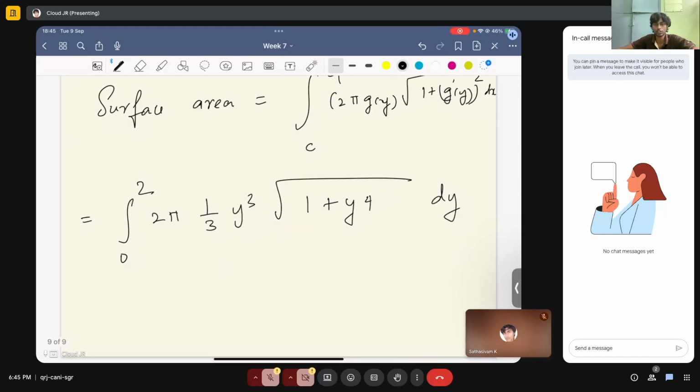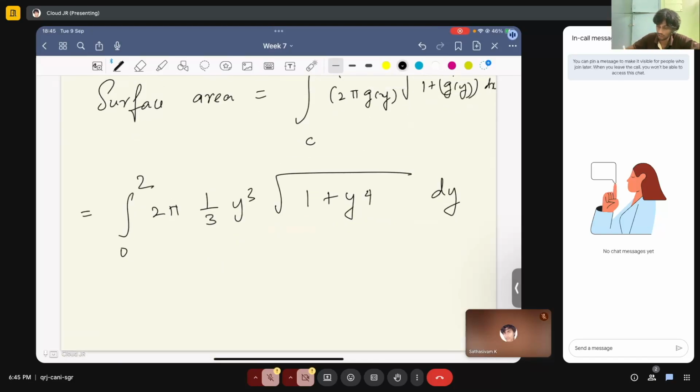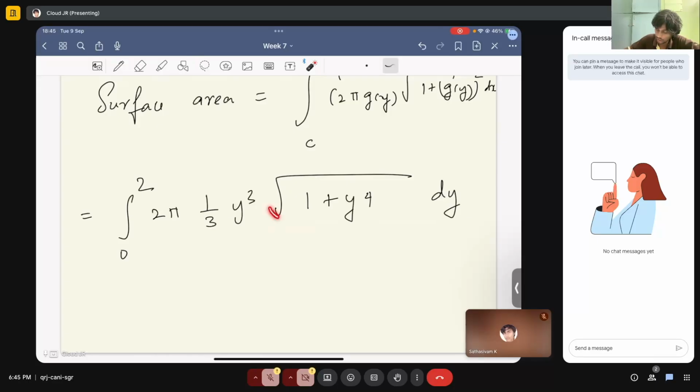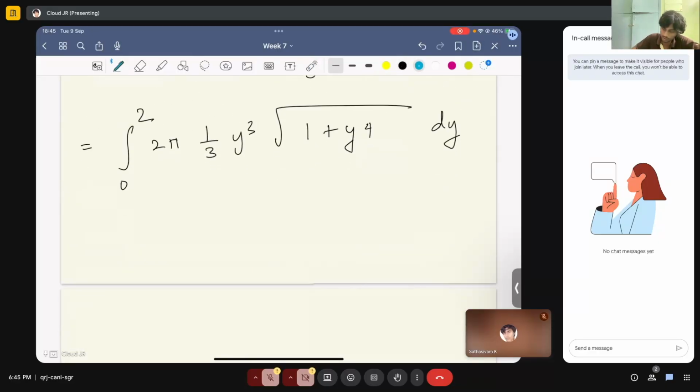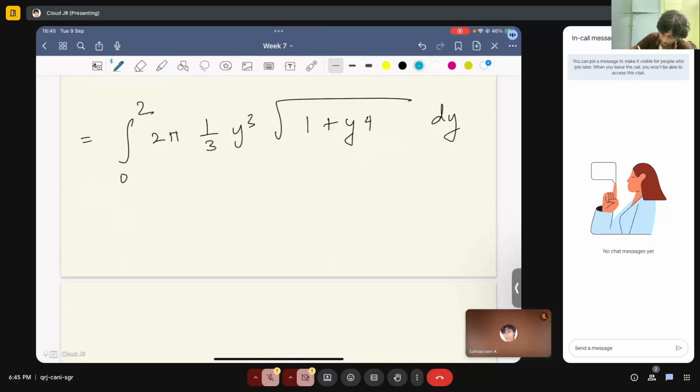Now all you have to do is integrate it. Again, we don't want this 1 inside the square root, so we make the substitution again. Most of the integration in this problem is substitution, but not necessarily always like this. So u equal to 1 plus y power 4, and then you will get du equal to 4 y cube dy, right?